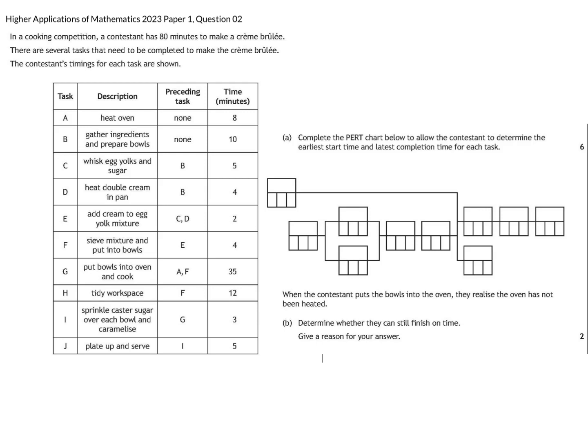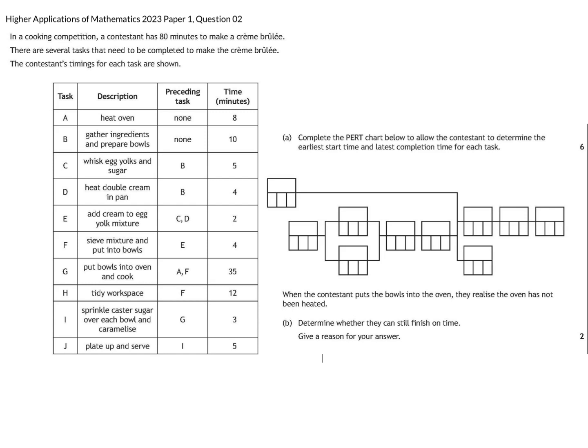This is Higher Applications of Maths 2023 Paper 1, Question 2. Here we have a precedence table, a table listing a set of tasks that need to be completed, which tasks need to precede each task, and the time each task takes in minutes. We've been told that in a cooking competition, a contestant has 80 minutes to make a creme brulee.